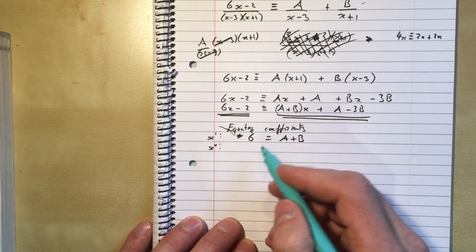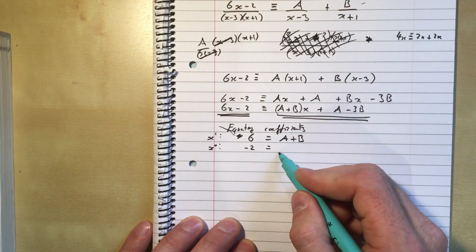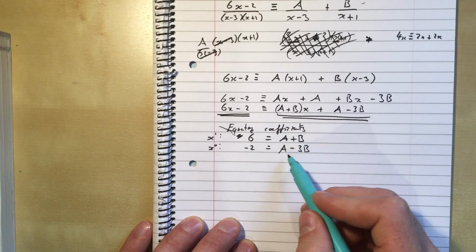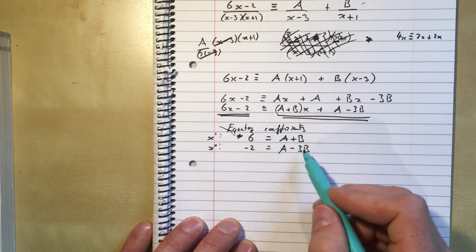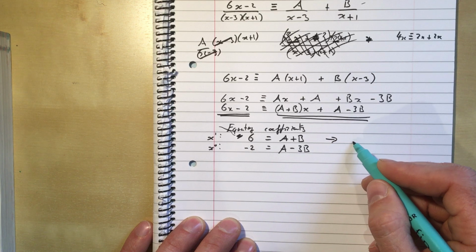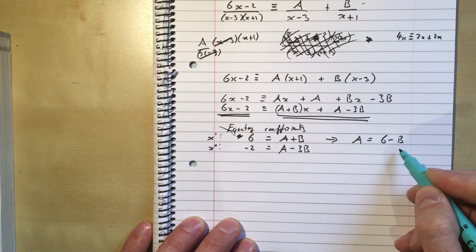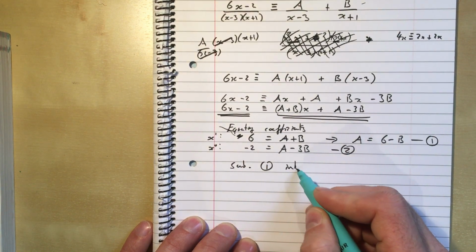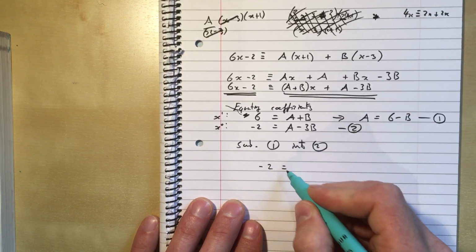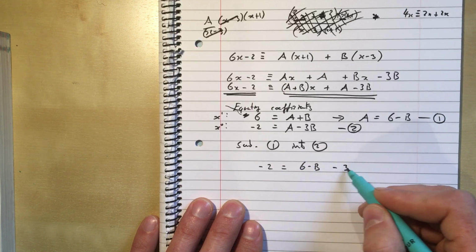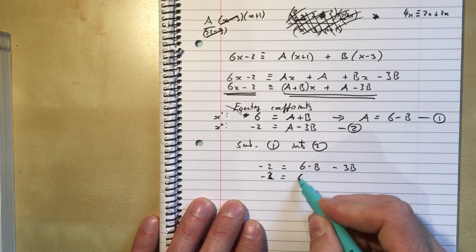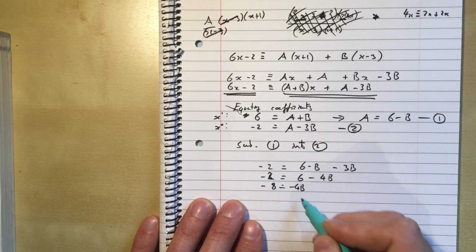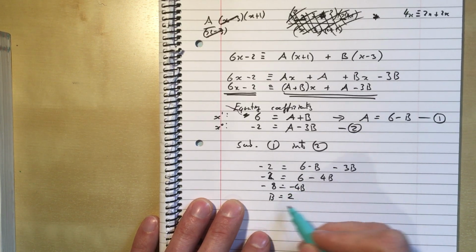Well, fair enough. But then minus 2 has got to equal this thing here, a minus 3b. What have I just got? I've got two simultaneous equations in a and b. So I can solve those two simultaneous equations, and if I do that, well, let's write this one as a equals 6 minus b, and substitute. I'll call that 1, we'll call that 2, sub 1 into 2, we're going to get minus 2 equals 6 minus b minus 3b, minus 2 equals 6 minus 4b, take away 6 on both sides, minus 8 equals minus 4b, so b is equal to 2.